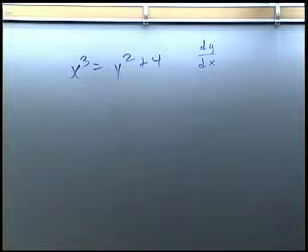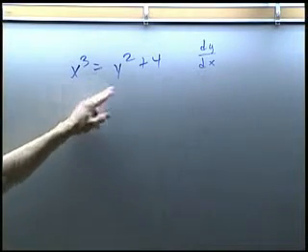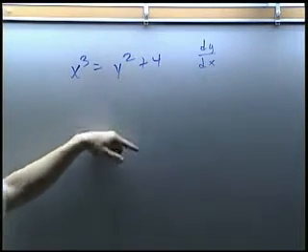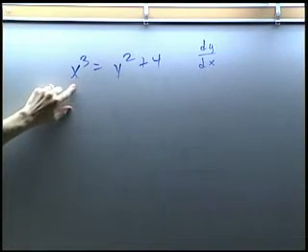Okay? All right, so we're going to use implicit differentiation. We don't want to solve this for y. Okay? All right, what's the derivative of the left side?